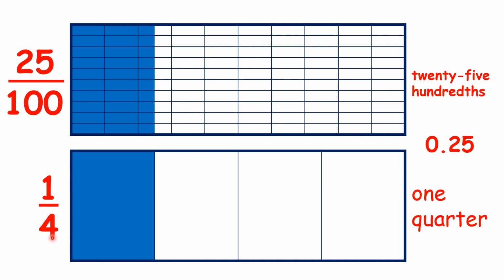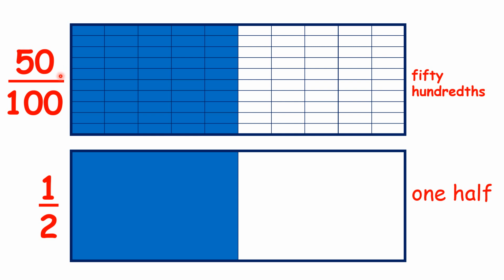We can't change 1/4 to tenths because it's not equivalent to any whole number of tenths. 10 isn't a multiple of 4. But because it's equivalent to 25 hundredths, because 4 times 25 is 100, we know that we're using our hundredths place value column. So we have two places after the decimal point, so we have 0.25.